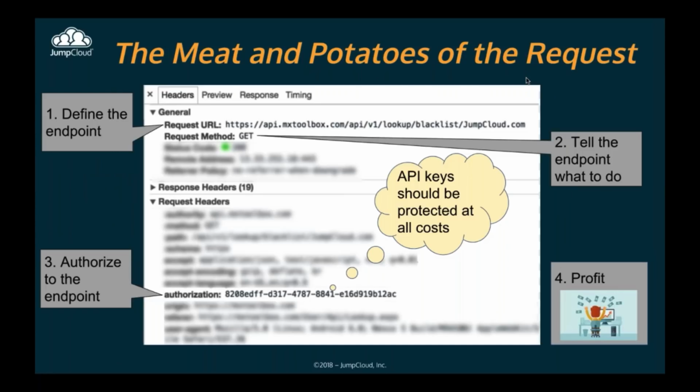Here's the meat and potatoes of that request for this MXToolBox example. So as we talked about, that URL is the endpoint that we're communicating with. The method defines what data we want, and the headers say, how do we authorize to this? And in this example, we're going to use an API key to authorize.